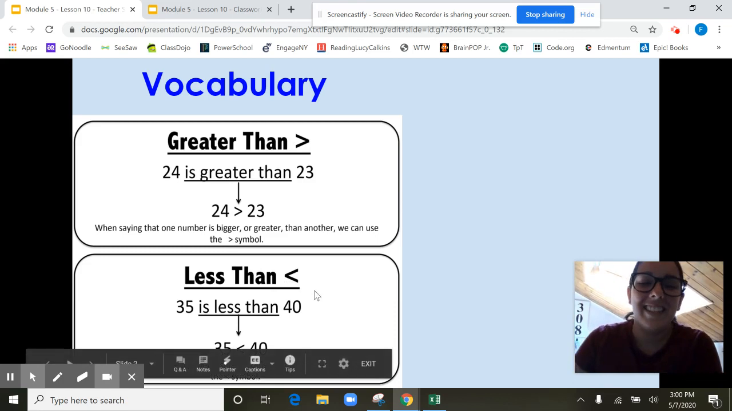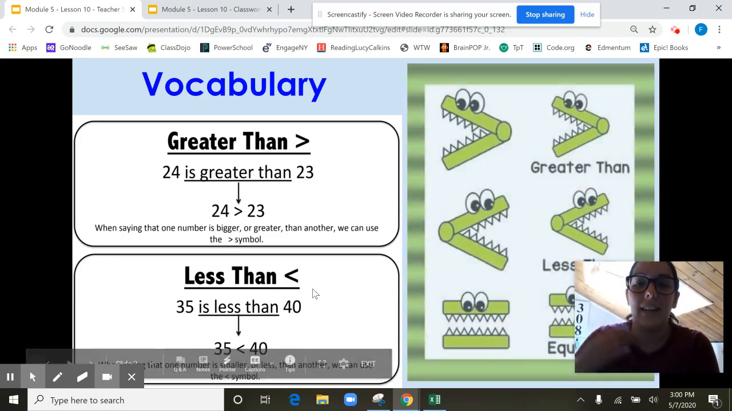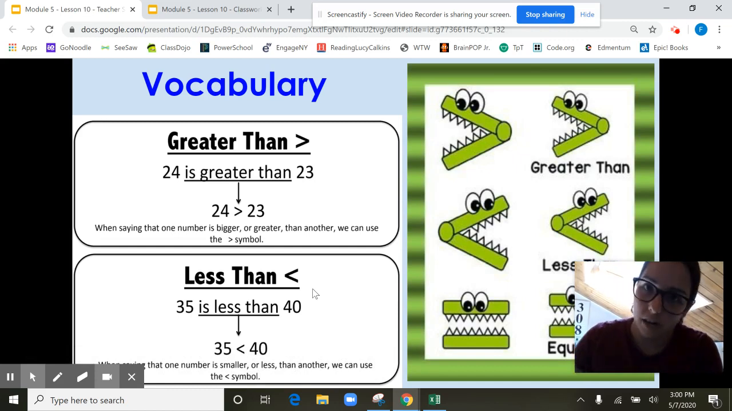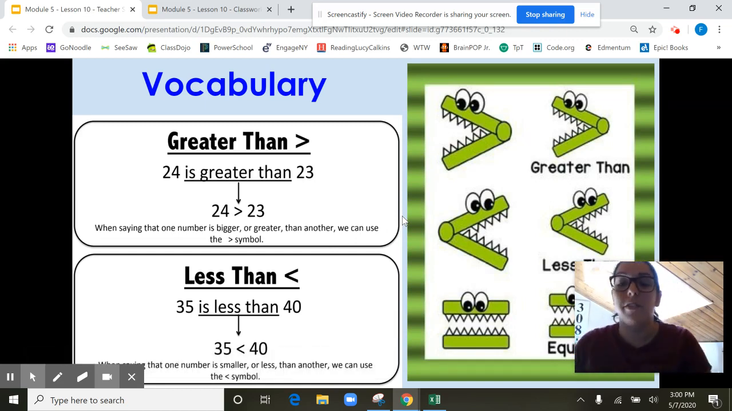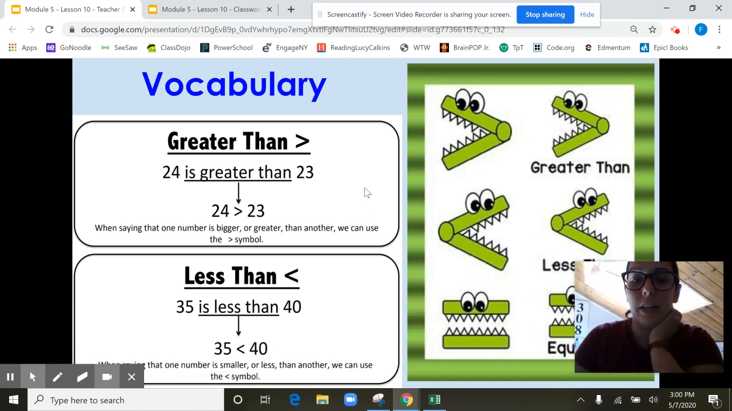All right, and one way that I use to always help me remember is that the hungry alligator eats the bigger number. So I know that the hungry alligator chomps the bigger number. So if it's greater than, it starts this way, and if it's less than, then it is on the other side. That's just my trick for remembering whether something is greater than or less than.